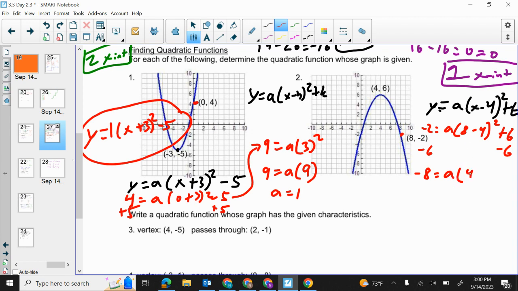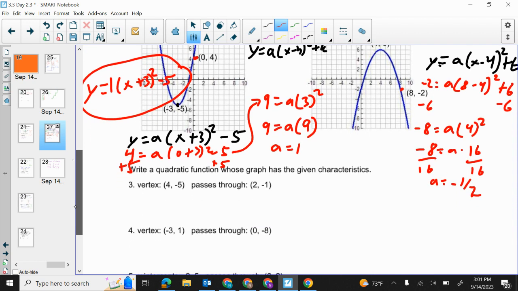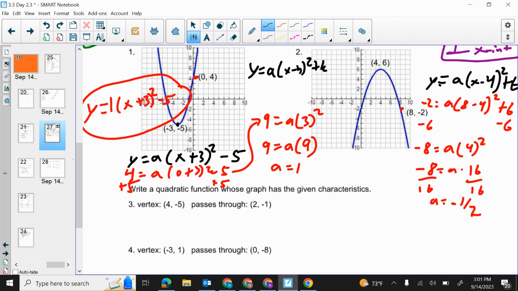8 minus 4 is 4, squared. 4 squared is 16, so this is A times 16. So I divide both sides by 16, and A equals negative a half. So my final equation is y equals negative 1/2 (x minus 4) squared plus 6.